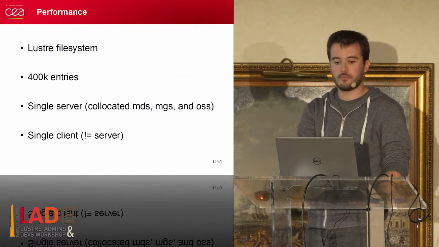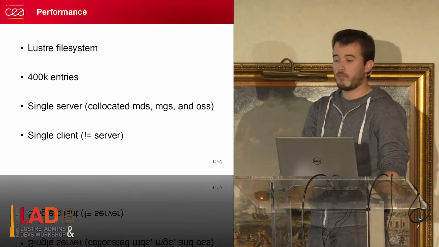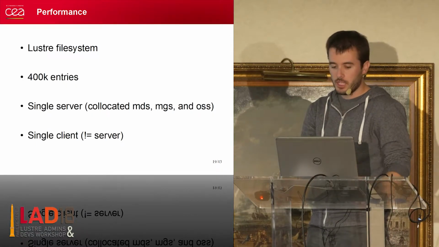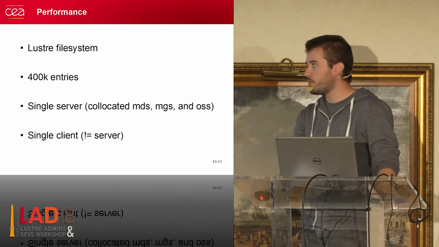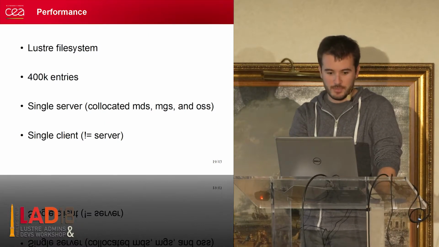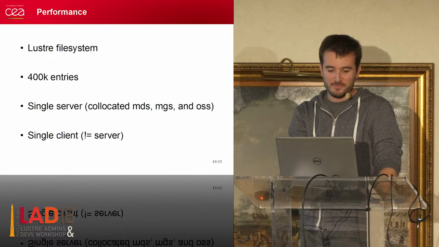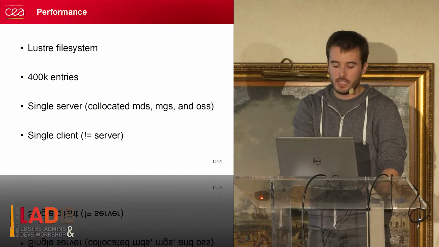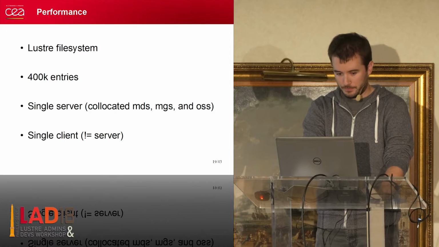And now, a good question to ask is, how does V4 compare to V3 or regular flavors of find, considering I'll only focus on RBH find. So I ran a few tests on a Lustre file system of 400K entries. I didn't have the time to put in more entries. I only did the measures like 3 days ago. I used this single server with a collocated MDS, MGS, and OSS, and a client that's not on the same physical machine.